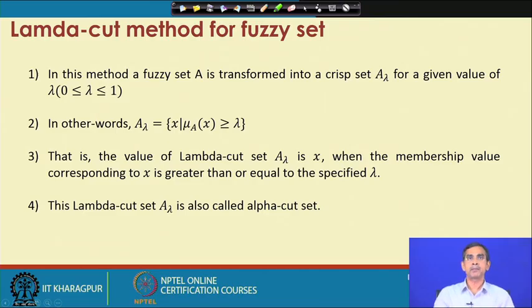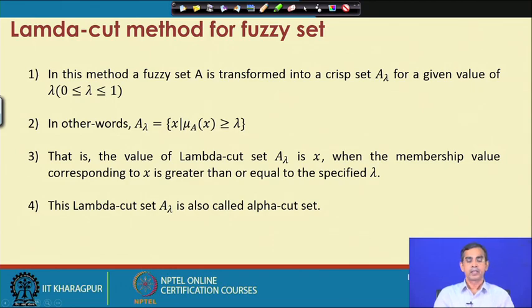Now, let us first discuss the Lambda-cut method for fuzzy sets, so that from a fuzzy set a crisp set can be obtained. The idea is that in this method the fuzzy designer should choose one value, called lambda, that is why the method is called the Lambda-cut method. The lambda value should be in the range 0 to 1.